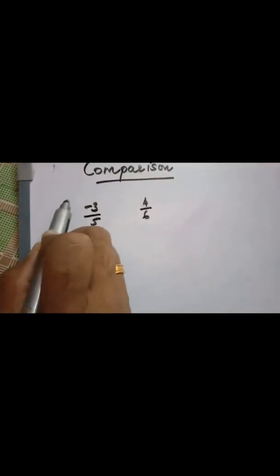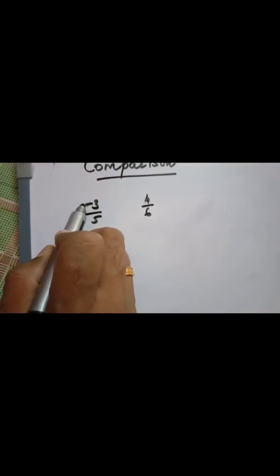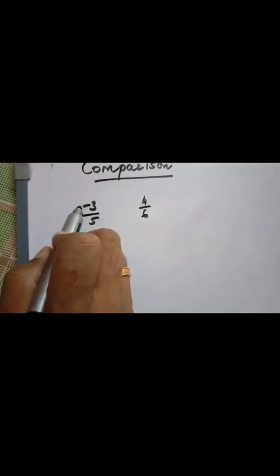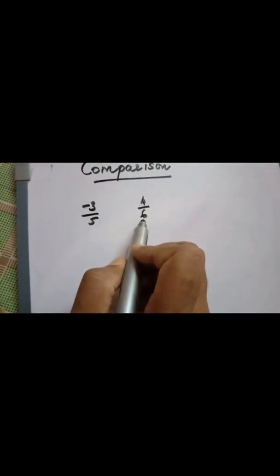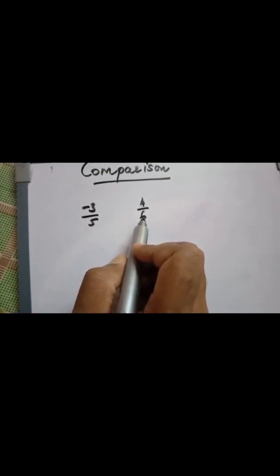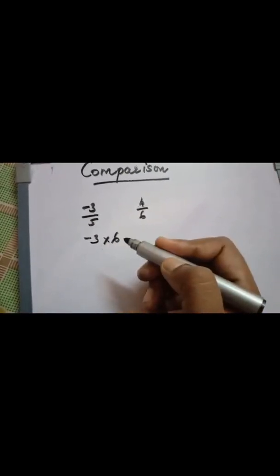Now we will start with the cross multiplication method. First we will start with the first numerator, that is minus 3, and that is multiplied with the second denominator. That means the denominator of the second rational number. So minus 3 multiplied by 6.